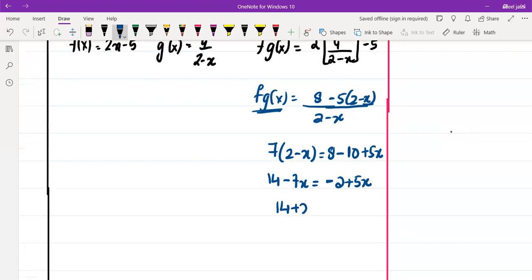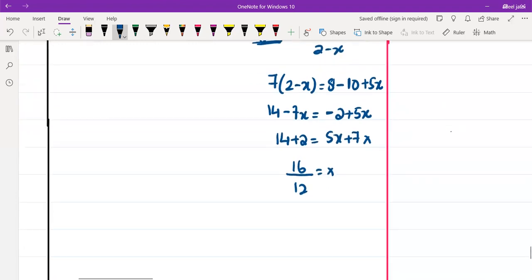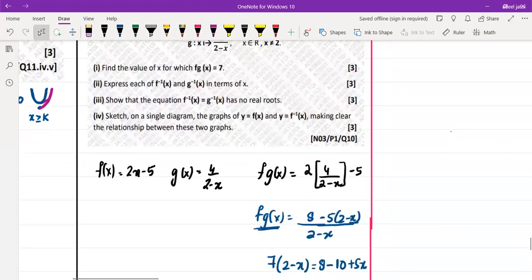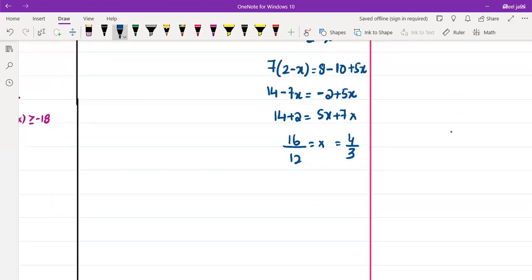14 plus 2 is equal to 5x plus 7x. 16 upon 7 plus 5 is 12. So x is 4 upon 3. So the answer for the first part, for fg(x), is that x becomes 4 upon 3.